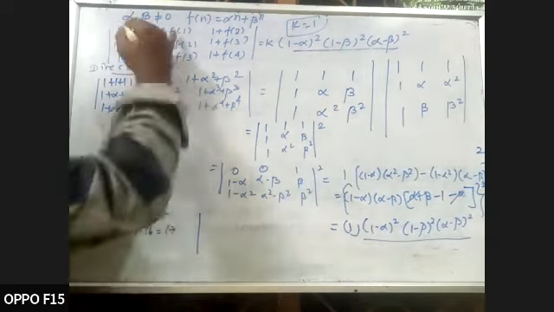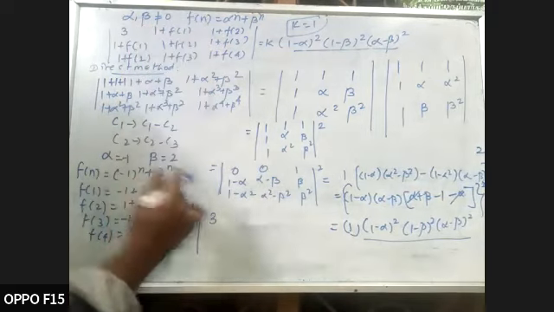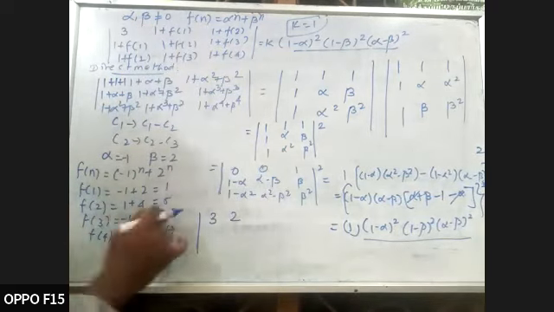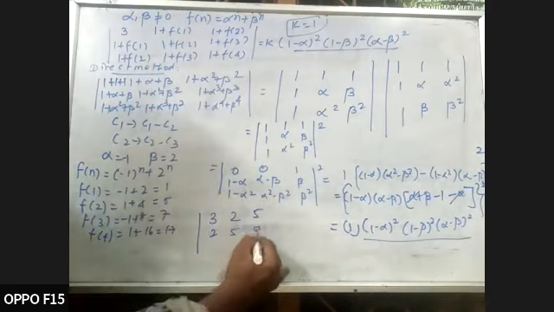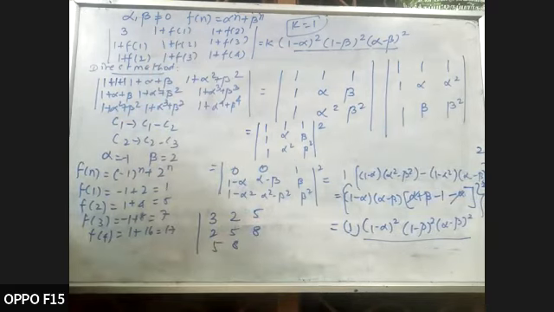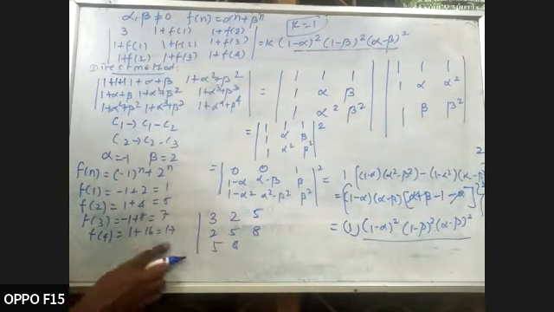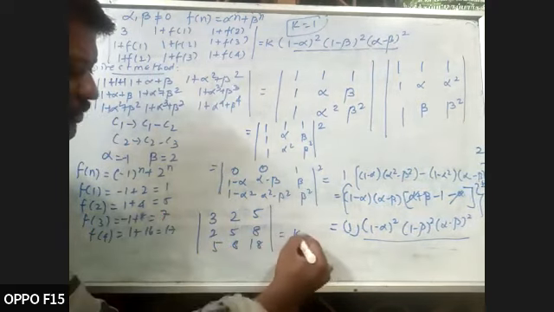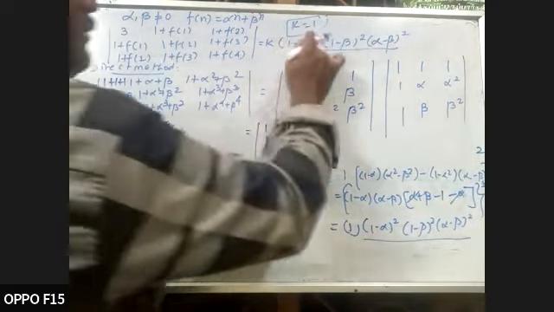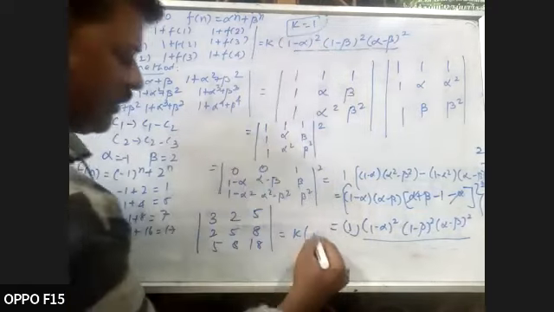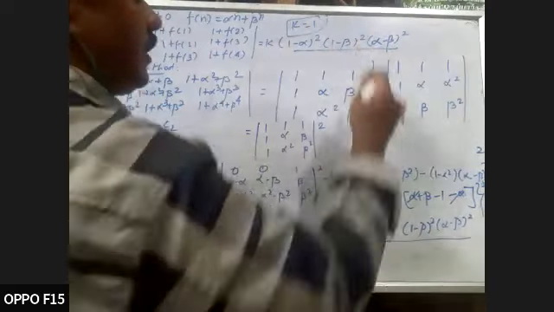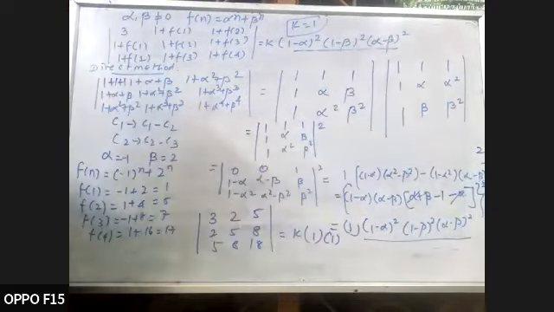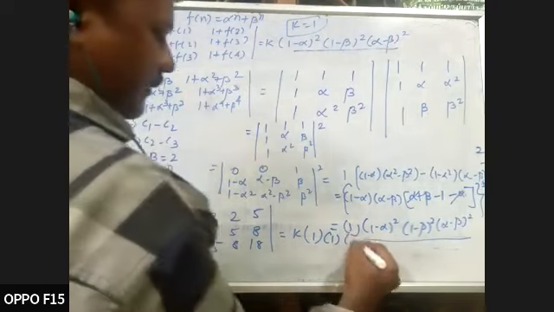Did everyone get it? Substitute. 3, 1 plus f of 1, 2, 1 plus f of 2, which is equal to 5. The same comes here, 2, 5. Next, 7 plus 1 is 8. Last one, 17 plus 1 is 18, which is equal to k into 1 minus alpha, minus of minus plus 1, squared is 1; 1 minus beta is -1, squared is 1. Alpha is -1, beta is 2, so alpha minus beta is -3. 3 squared is 9.